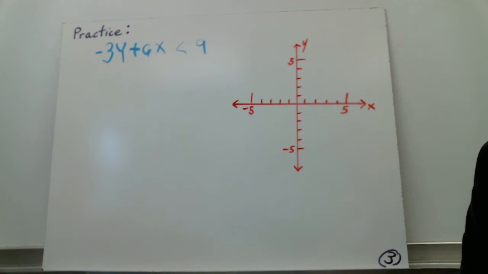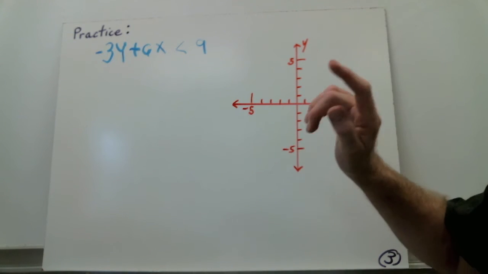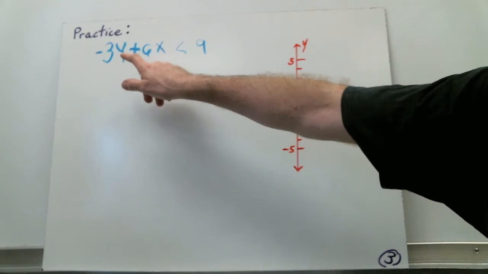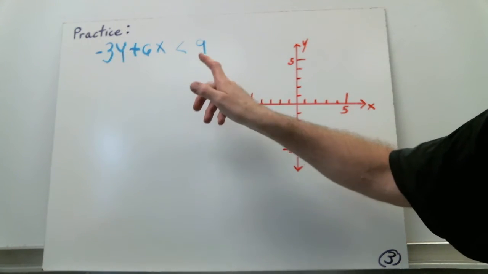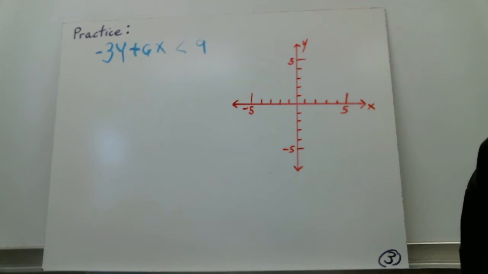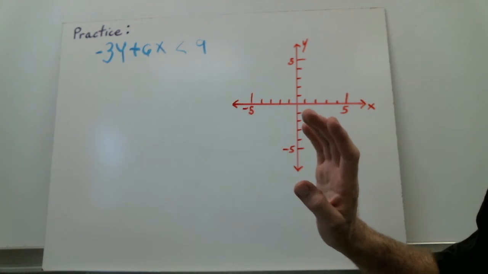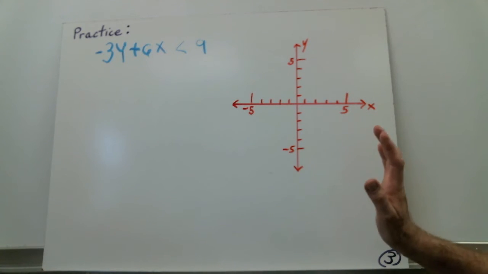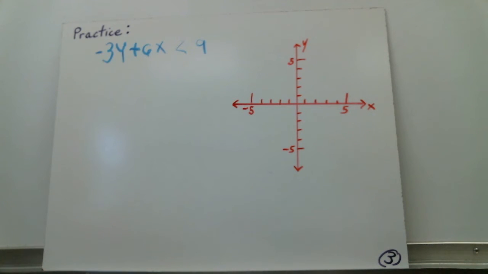Now let's take a look at a practice problem. Our inequality is negative 3y plus 6x is less than 9. What I'd like you to do is turn off the video for a minute, complete this inequality, graph it, and then turn the video back on and check your answer. Okay, so turn it off now, please.